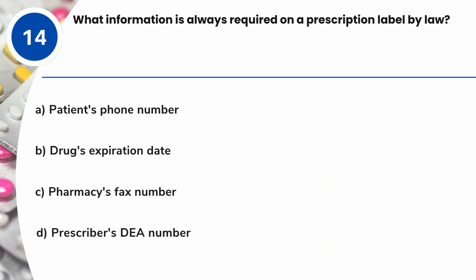Question 14. What information is always required on a prescription label by law? A. Patient's phone number. B. Drug's expiration date. C. Pharmacy's fax number. D. Prescriber's DEA number.